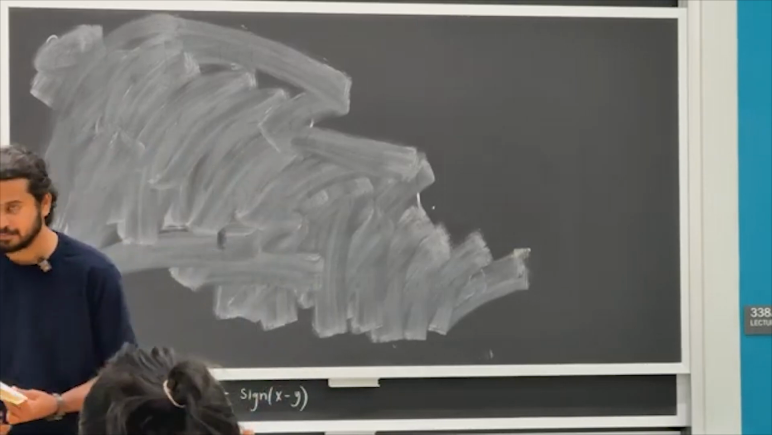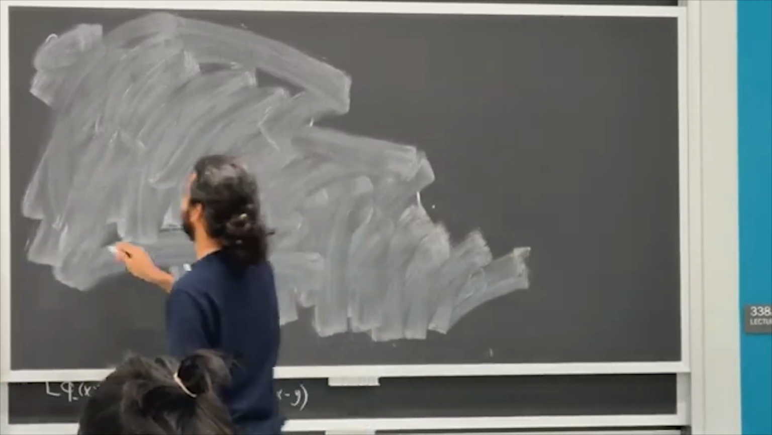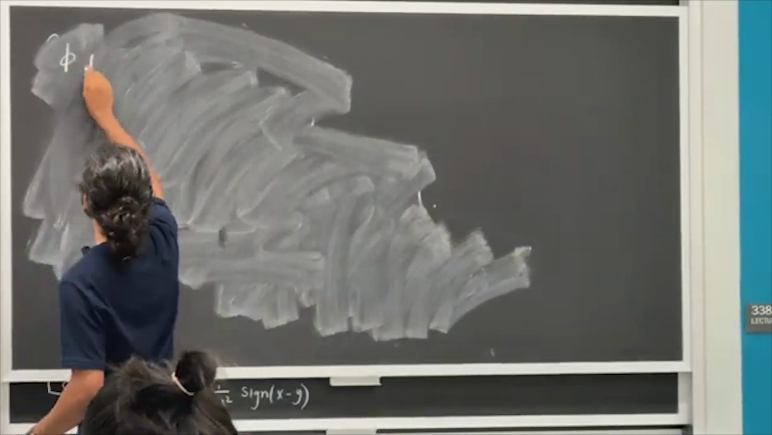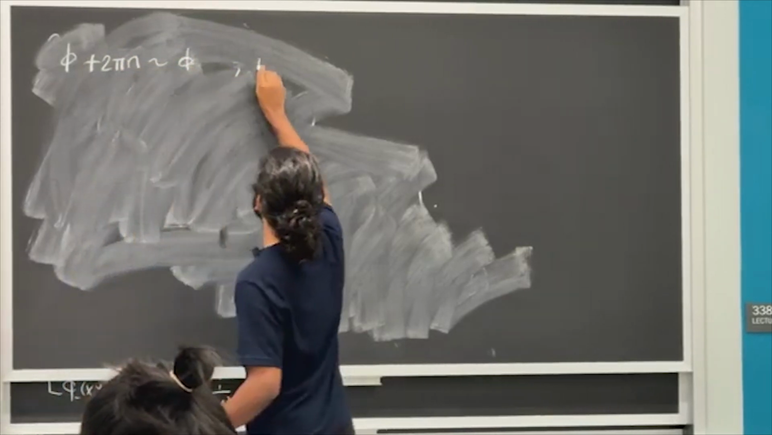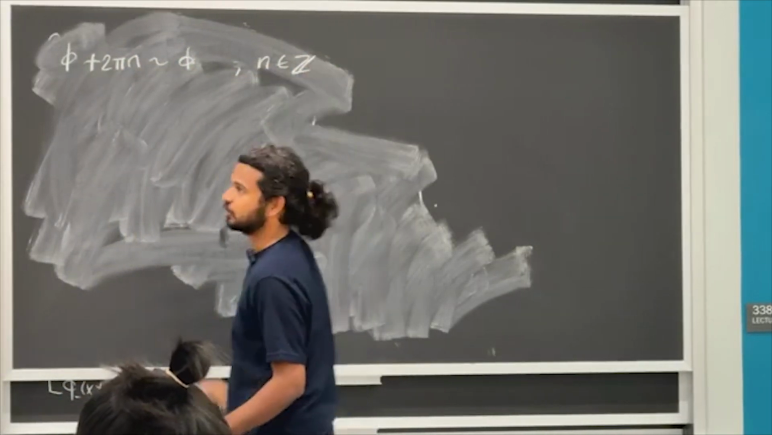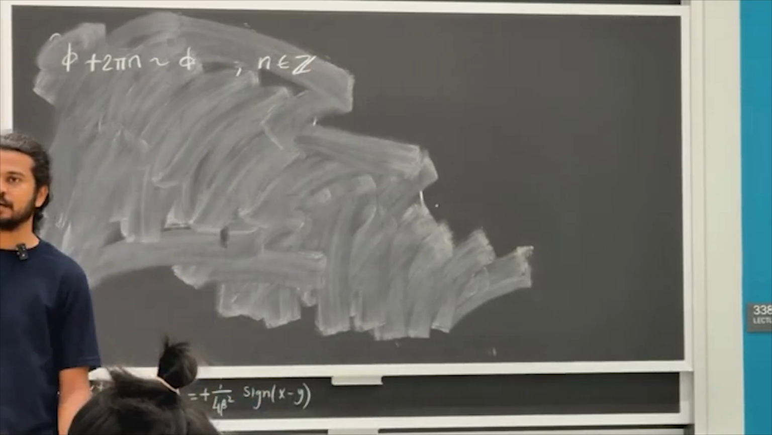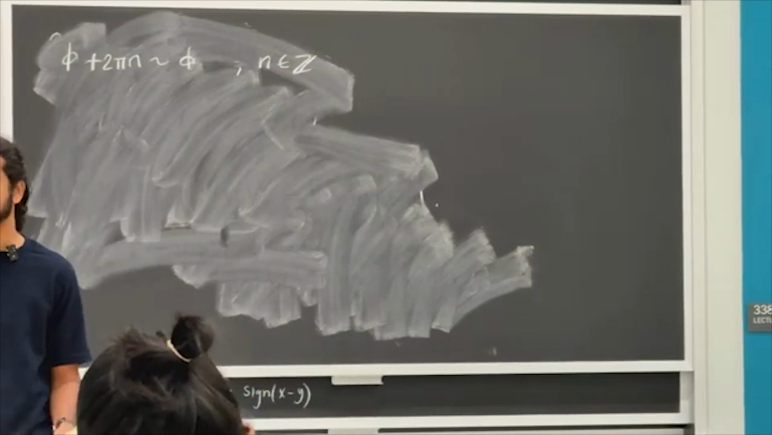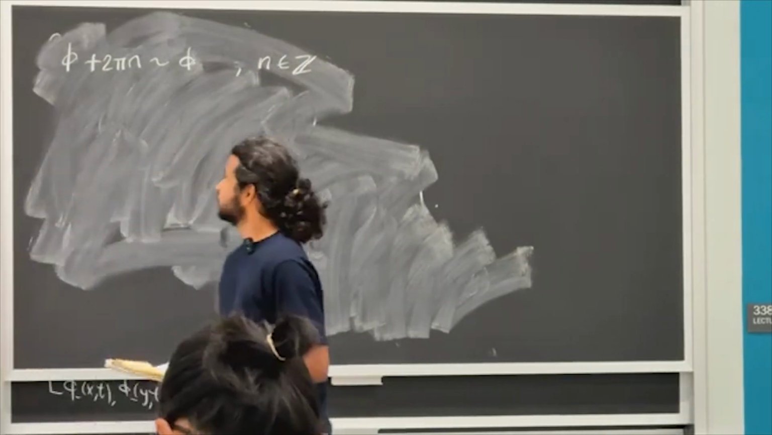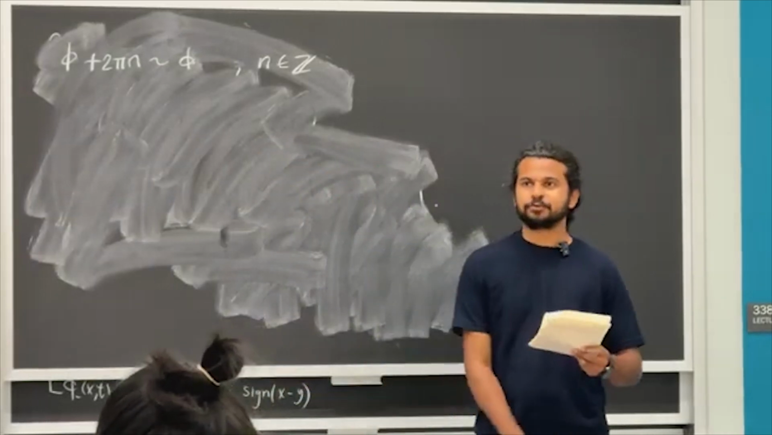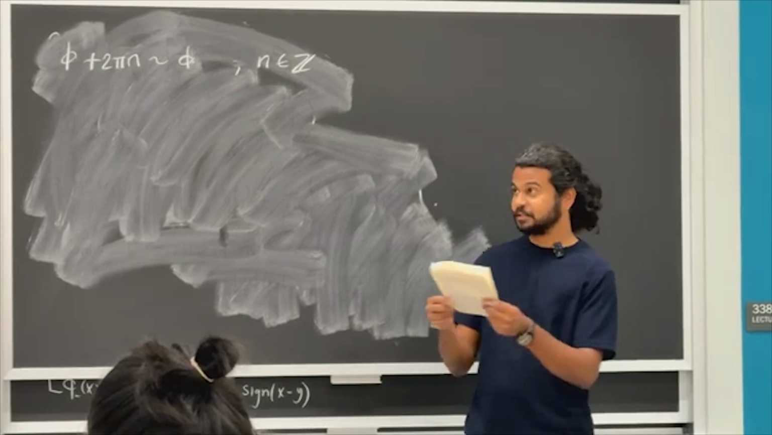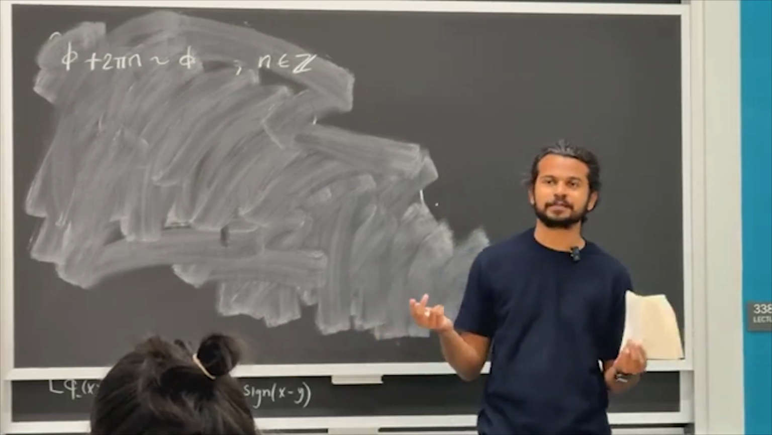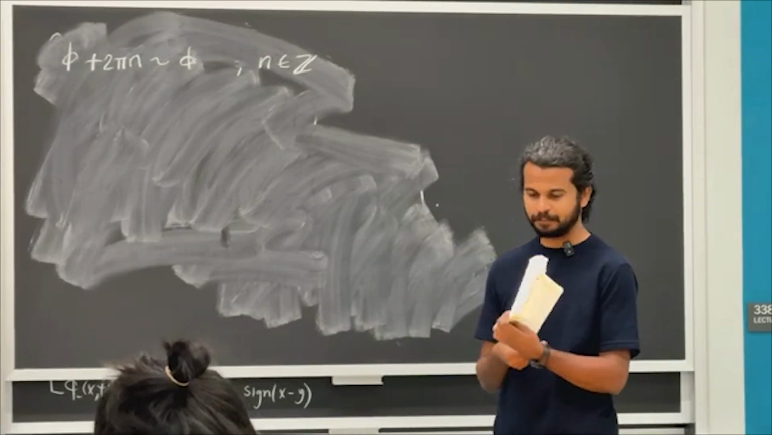And we'll get rid of that by recalling the fact that phi plus 2 pi n was identified to be phi, where n is an integer. That's the whole definition of being compact. So phi is not a single valued field. So this is not a well-defined operator because it's not a single valued field.